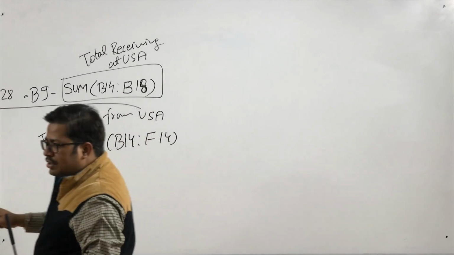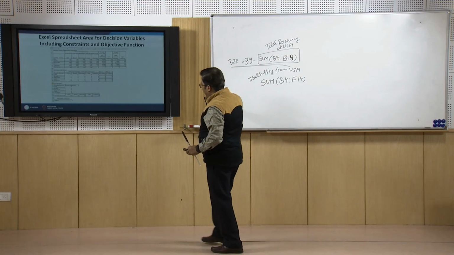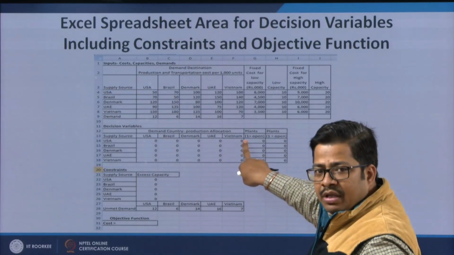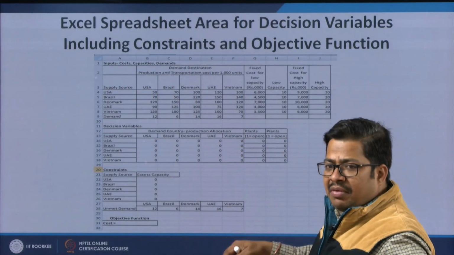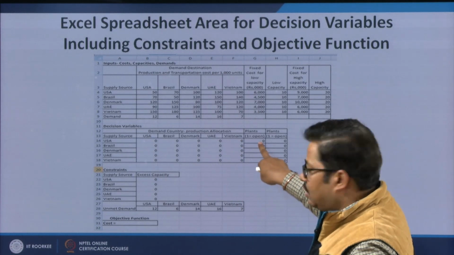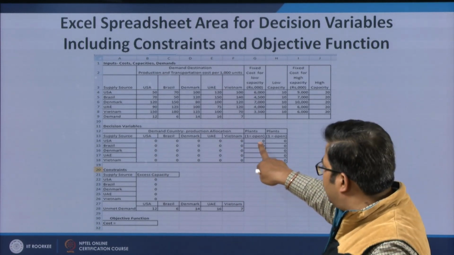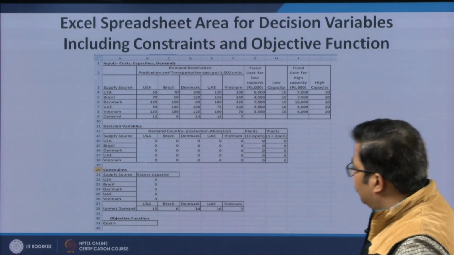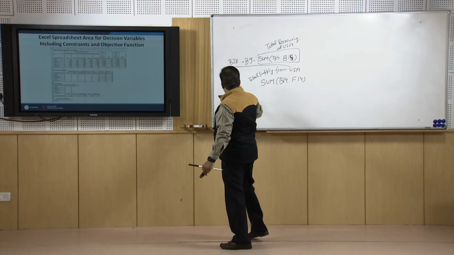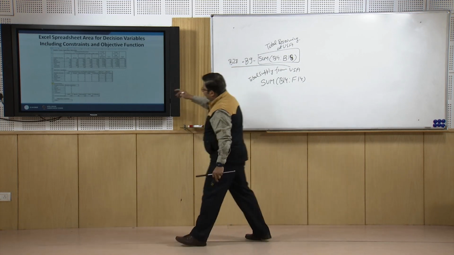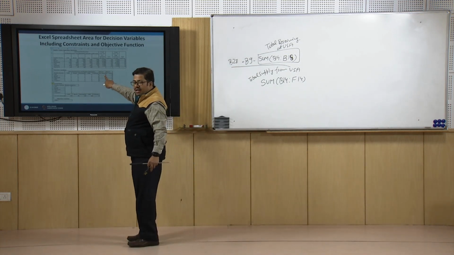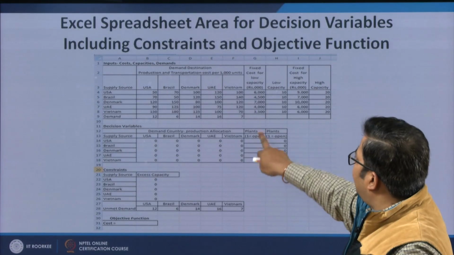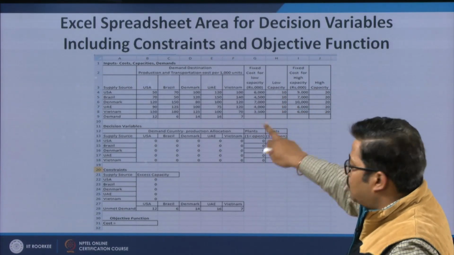Now, this B14 to F14 which USA is receiving, supplying, and USA may make either value related to this cell or maybe value related to this cell. So, if it is yi here one or here one, that you need to multiply with the values of these two cells.